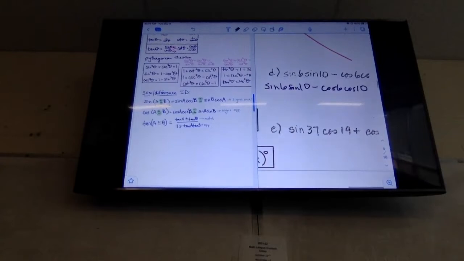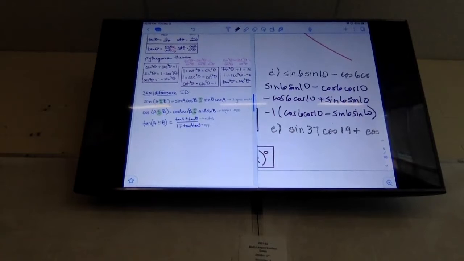So I need to rewrite this. I need to move the negative cosine 6, cosine 10 to the same side, and then I've got a plus sine 6, sine 10. But if you see in my formula, we don't have a negative in front of my cosine, so I have to factor that negative out. So I got -1 times cosine of 6, cosine of 10. That makes my plus a minus sine 6, sine 10.